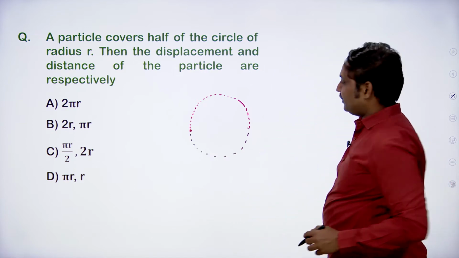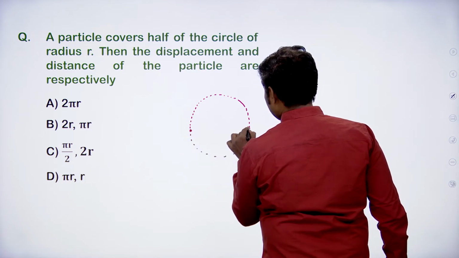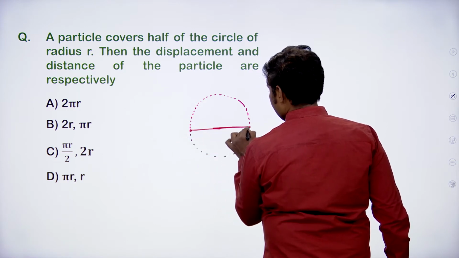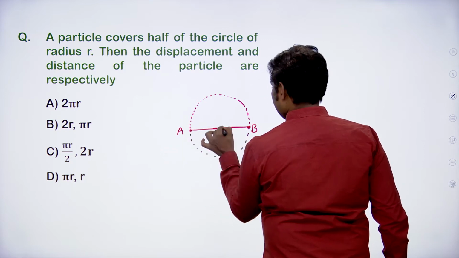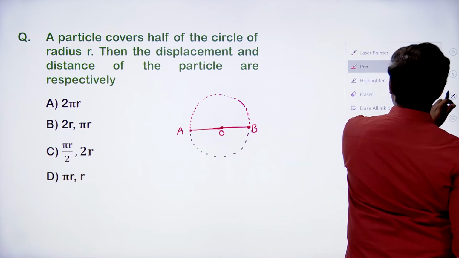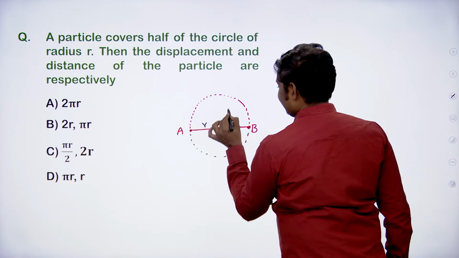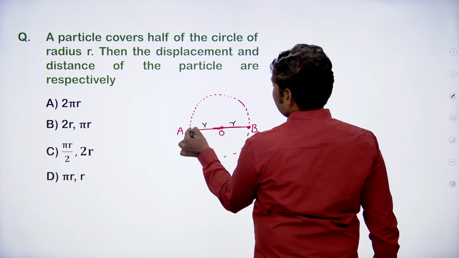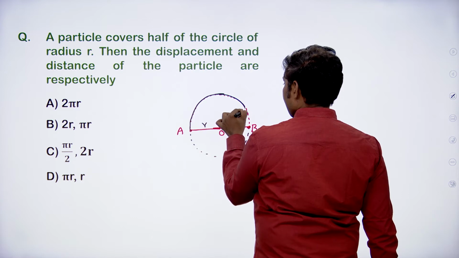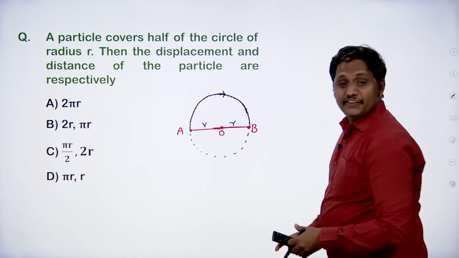Right. It is going to be covered. Yes. It will reach the terminal point. Very clear. This is going to be A and B, right. This is center O. Let us assume R be the radius. Yes, it has been covered half of the circle, right. Yes, it will reach the destination from that point A.